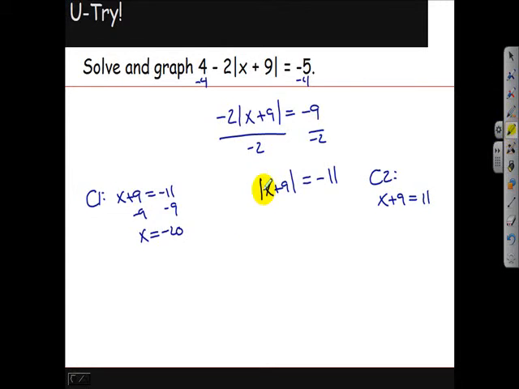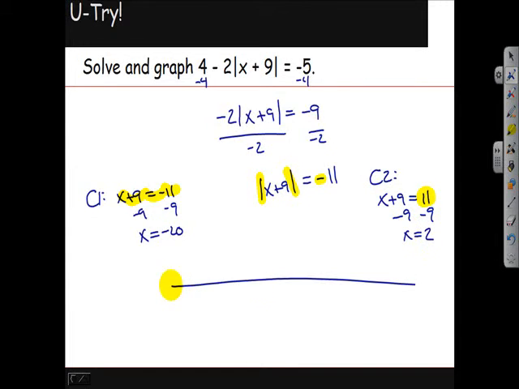Again, case 1, you just drop the absolute values and write down everything that's left. Case 2, you do the same thing, except you change the sign on the right side. If it was negative, it becomes positive. If it was positive, it becomes negative. And then go ahead and solve each side. So here, if I subtract 9, I get x equals 2.